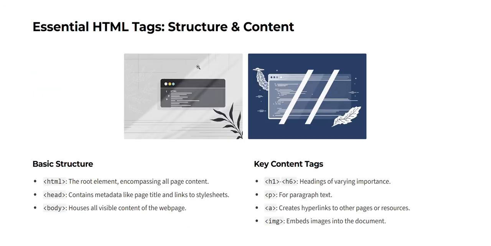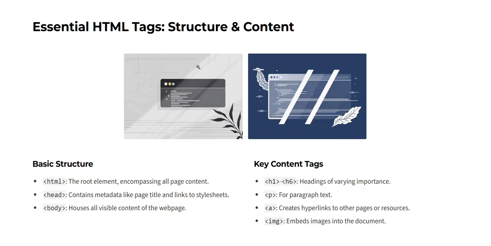Now I'll explain some essential HTML tags. The html tag wraps the entire document. Inside it there will be a head tag and a body tag. The head tag contains metadata like the page title, links to external CSS files, scripts, and SEO related information. And the body tag contains everything visible on the web page like text, images, links, buttons, and so on.